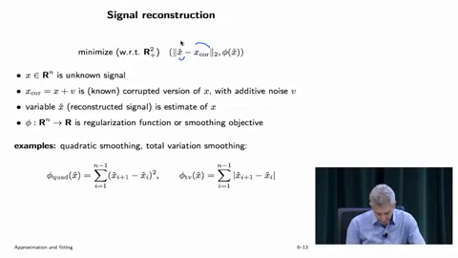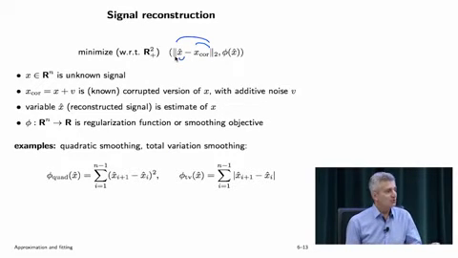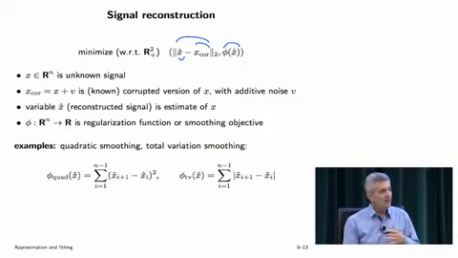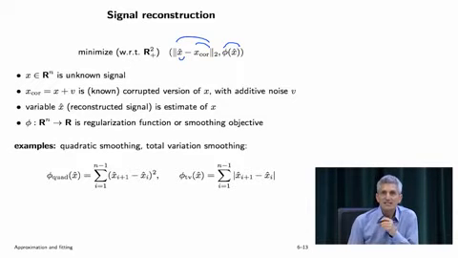And so I want x hat to be close to x corrupted, but I don't want it to be equal to it because it's been corrupted. And I'm going to have a second function here, which has lots of names. It's a regularization function, or sometimes people call it a smoothing regularizer. Okay? And that's this function phi of x hat. And by looking at a trade-off between these, this is a principled way to do smoothing, to smooth a signal.